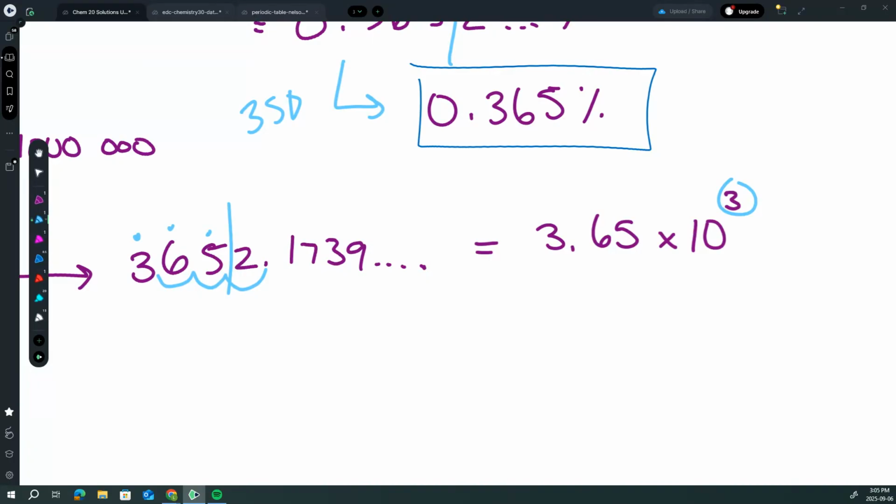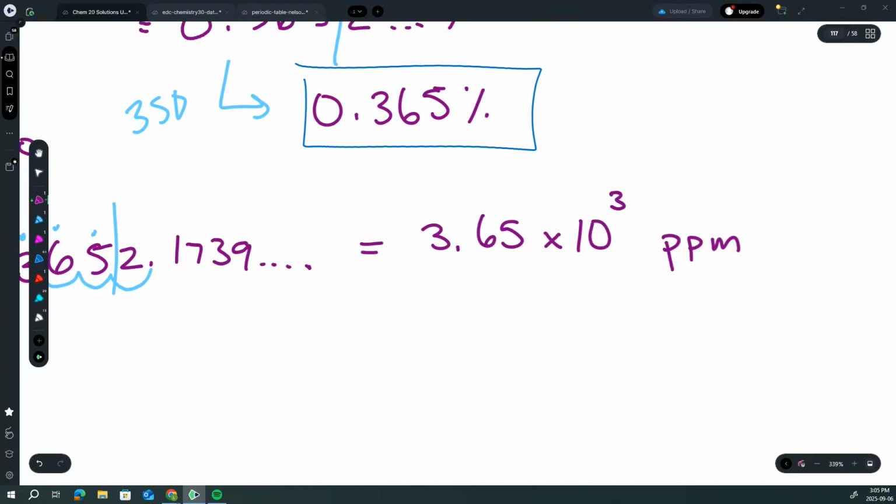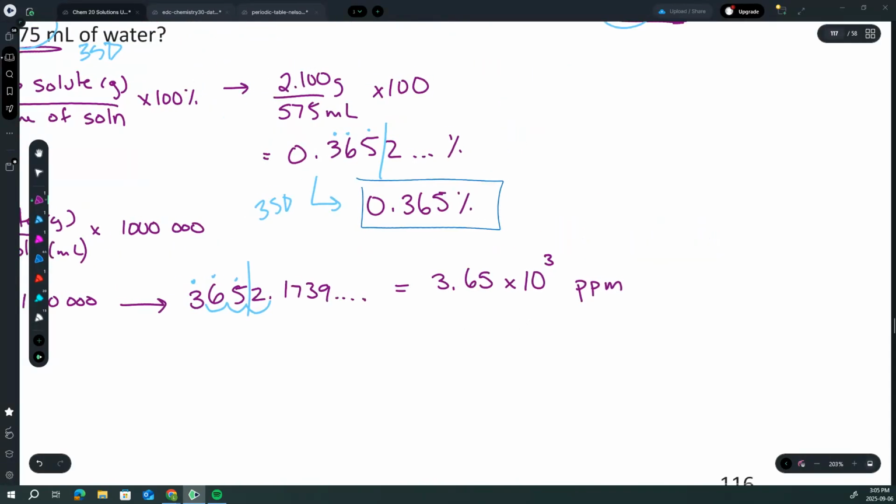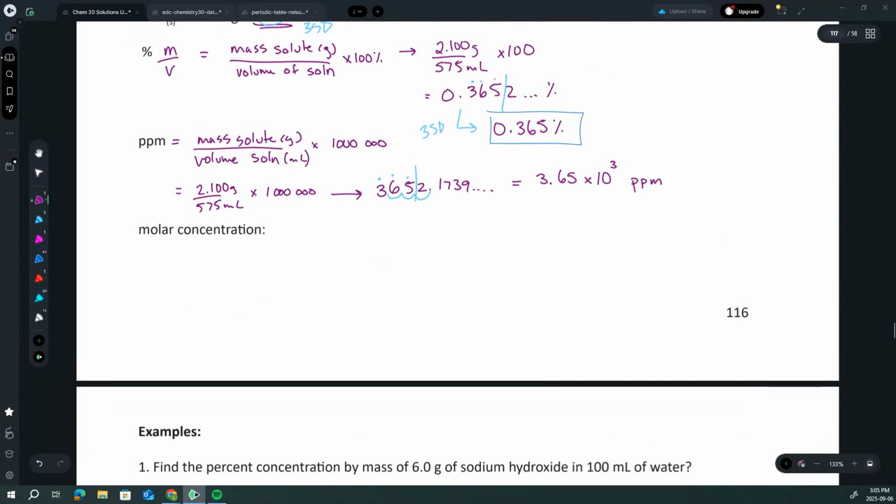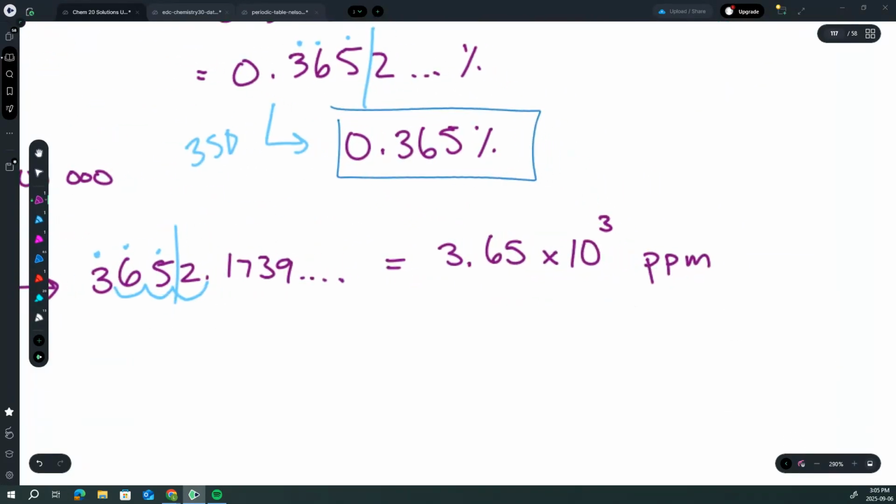And since the 3 is positive, that tells whoever is reading this number that the original number we started with is bigger than 1. So that's 3.65 times 10 to the power of 3 parts per million. Let's see where I have room here.